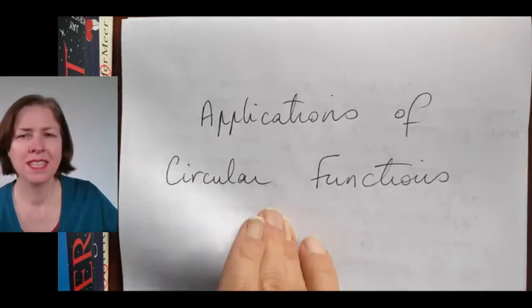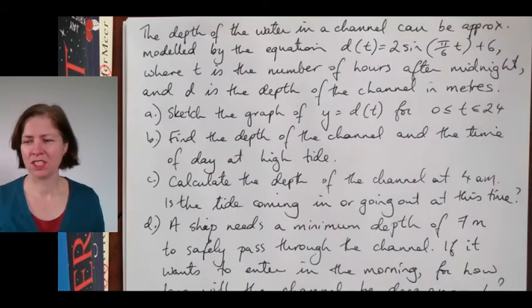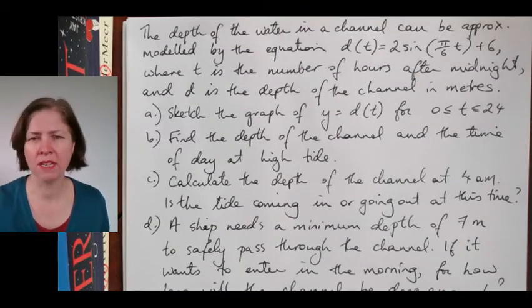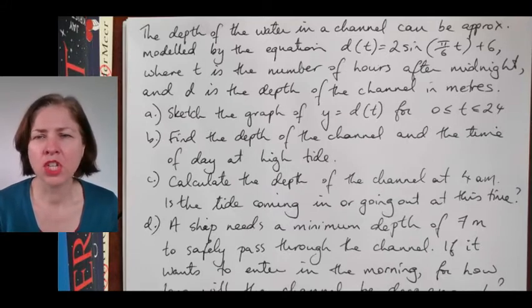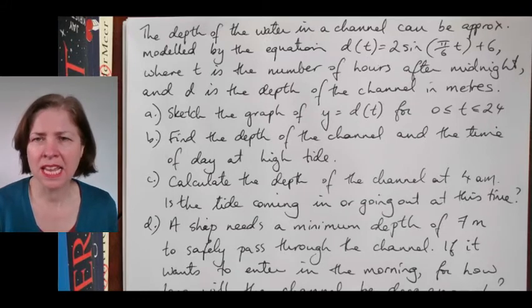So the example's quite long, so it doesn't quite fit all the way on my screen, but I'll read through it with you. The depth of the water in a channel can be approximately modelled by this equation. We've got d of t equals 2 sine pi over 6t plus 6, where t is the number of hours after midnight and d is the depth of the channel in metres.